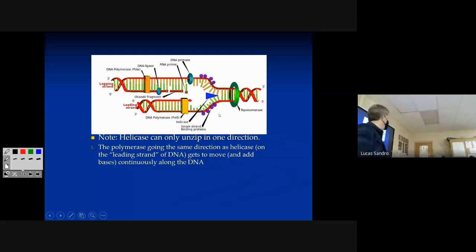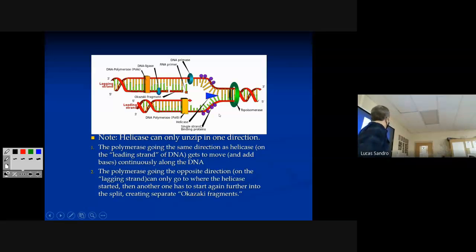The other strand, the strand where the polymerase has to go the opposite direction of the helicase, that's called the lagging strand. The scientist who discovered that you have to keep backfilling on the lagging strands, his last name was Okazaki. So we call all the little backfilled pieces separated by primers on the lagging strand Okazaki fragments, which I like to say.